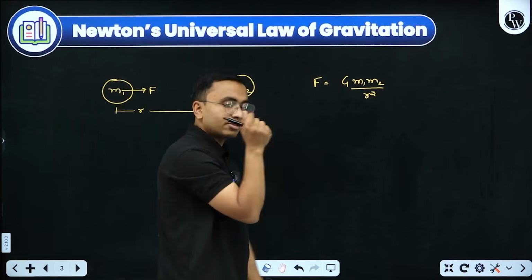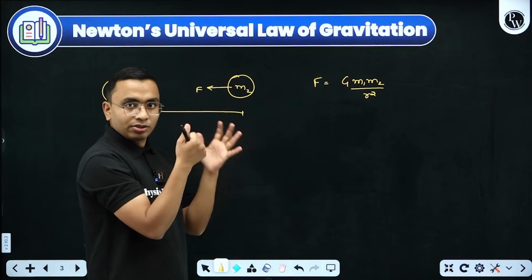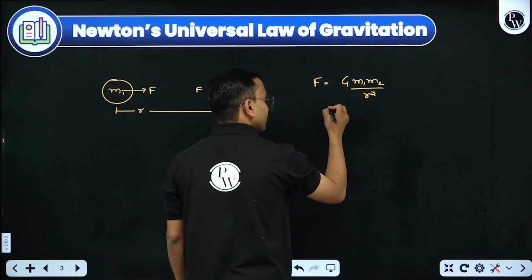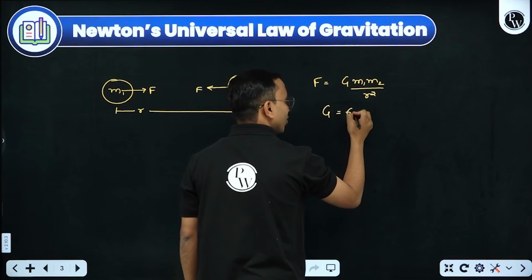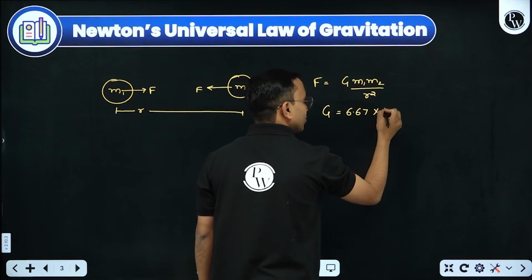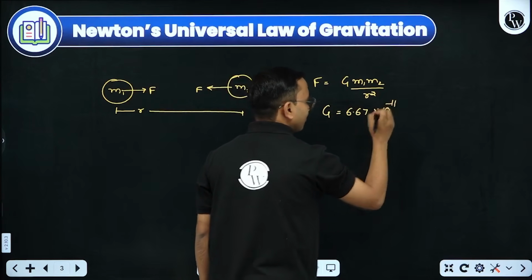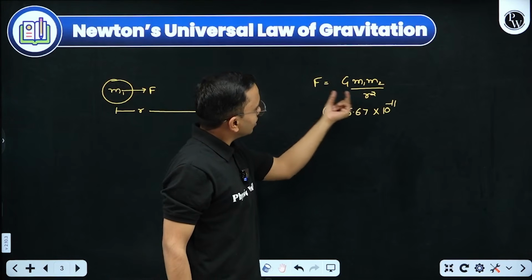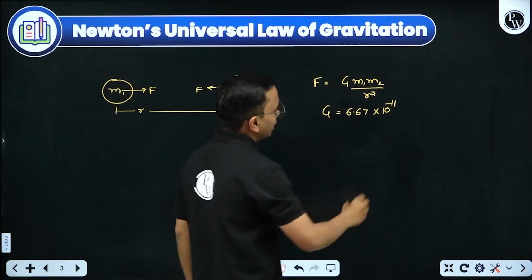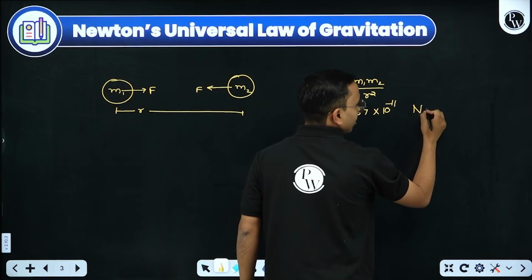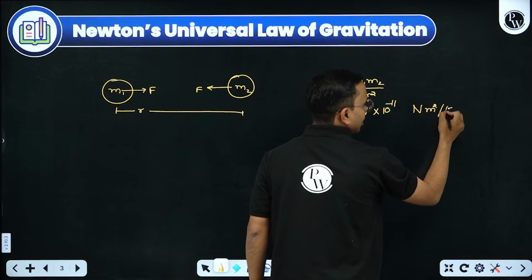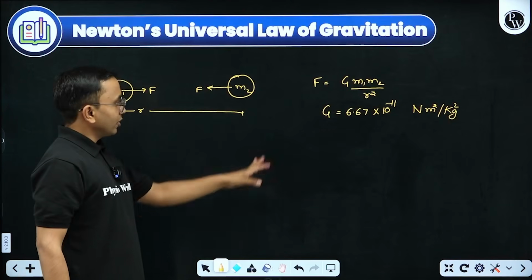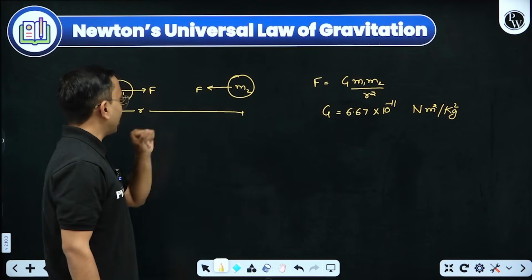We say this is my universal gravitational constant G. And what is the value of this? That is 6.67 into 10 to the power minus 11. And what are the units? F is Newton, so I'll say this is Newton meter square per kg square. So this value you need to keep in mind.